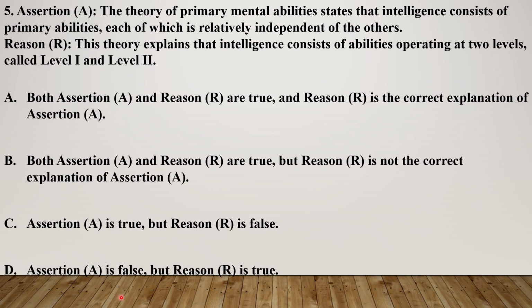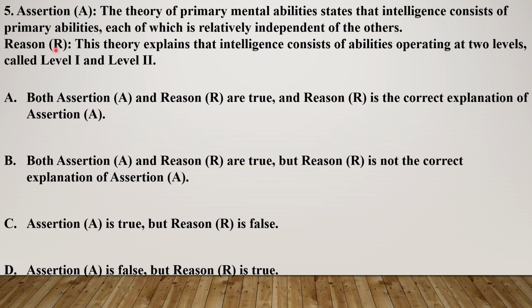Question number 5. Assertion: the theory of primary mental abilities states that intelligence consists of primary abilities, each of which is relatively independent of the others. This statement is correct. The theory of primary mental abilities was given by Louis Thurstone, and he has given 7 primary mental abilities, and each ability is independent. That means it does not depend on the others.